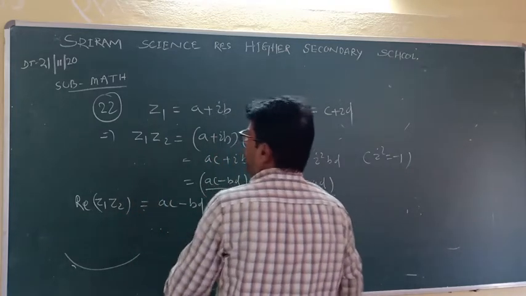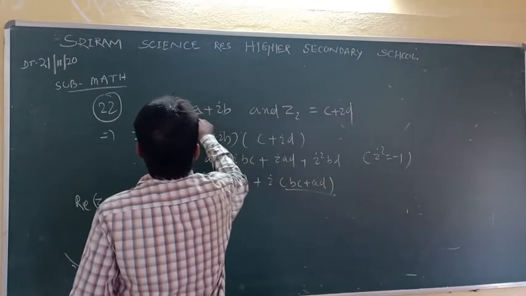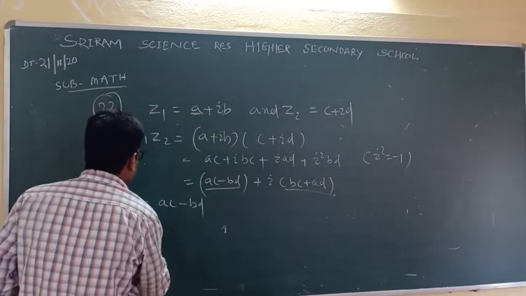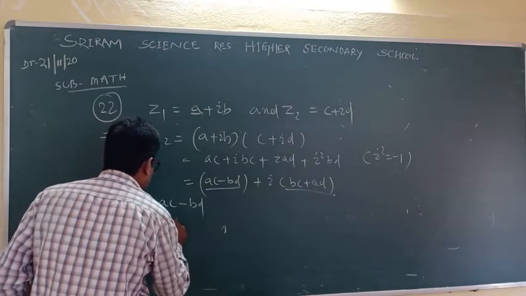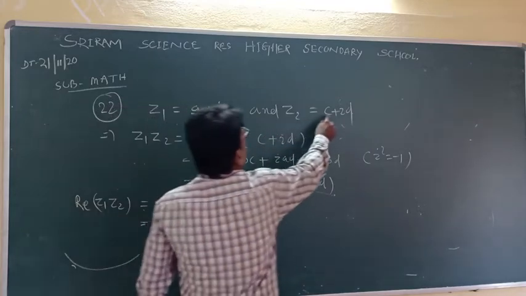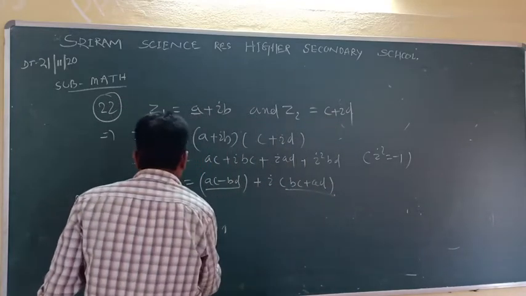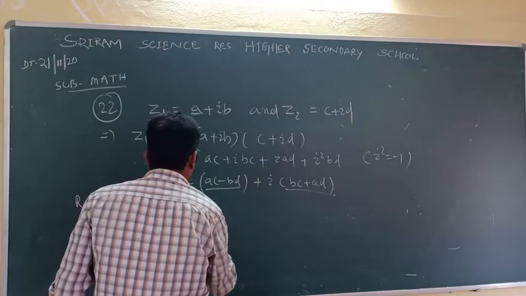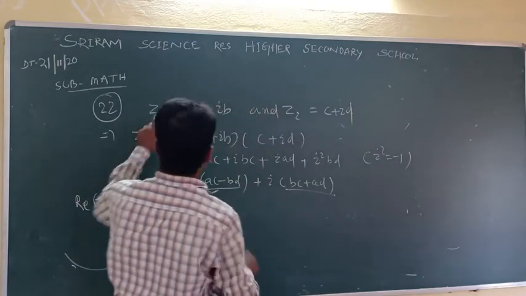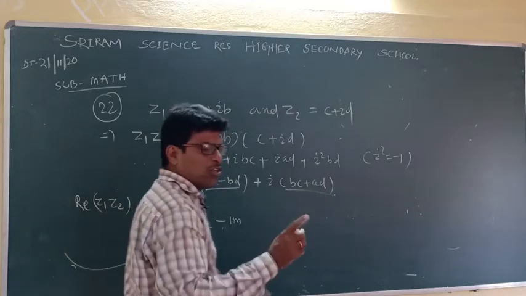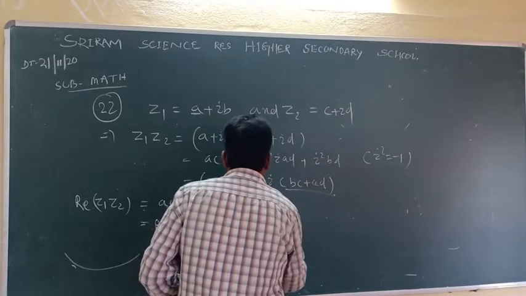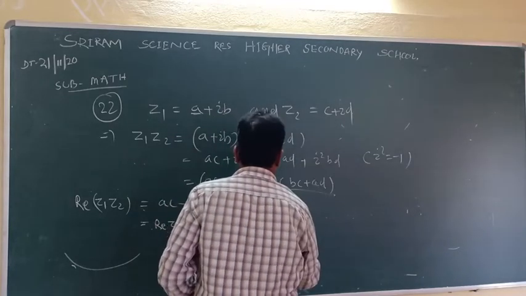So a is the real part of z1. Instead of a you can write Re z1. The real part of z1 is a, and c is the real part of z2. So Re z1 into Re z2. b is the imaginary part of z1. In your books they use Im, imaginary of z1, into d, which is the imaginary part of z2.